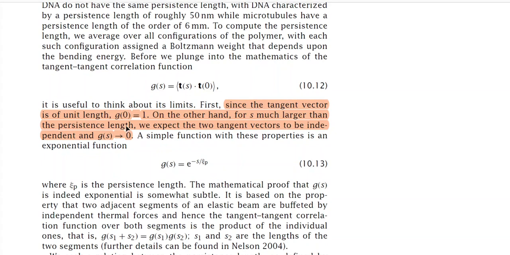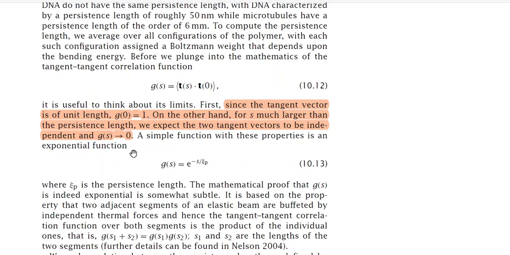As we have said, the values of the correlation function decay from 1 to 0, that is, from the maximum to the minimum value as we change the position in the polymer. For a very small value of the polymer length, the tangents will be correlated, but if we move to a very high value, there will not be any correlation between the tangents, and in that case the value of the correlation function will tend to 0.